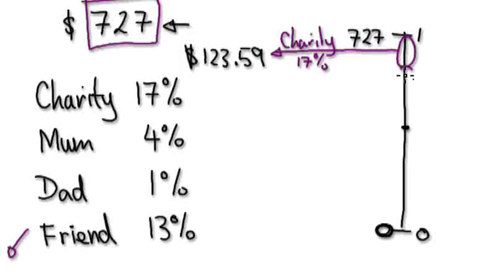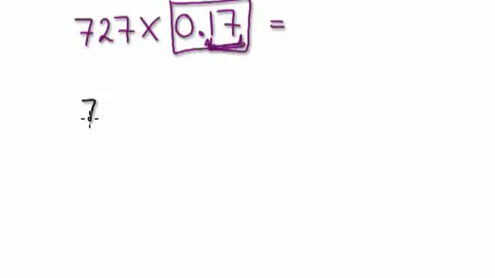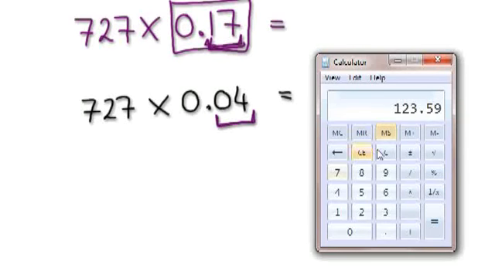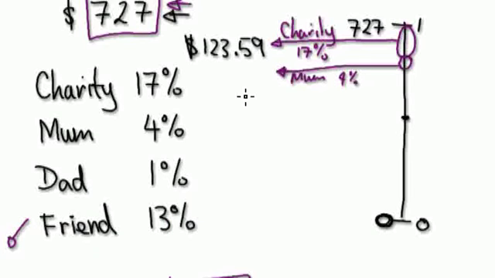Okay. Now 4% going to your mum. 4% is a tiny part here. So this will go to mum, and that's 4%. So what is 4% of our whole amount here? Our whole amount is 727 times, well, 4% will be this. Okay, have a quick glance. This is 4% there. Okay, so now a calculator. Clear. 727 times 0.04 equals 29.08. So 4%, mum will be getting $29.08.